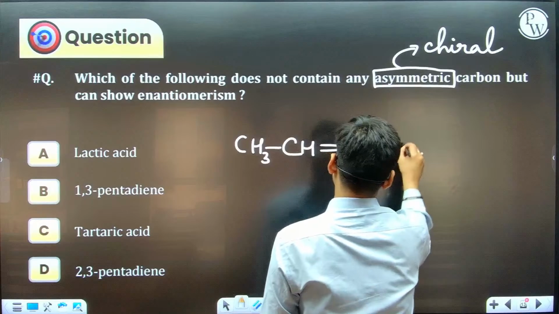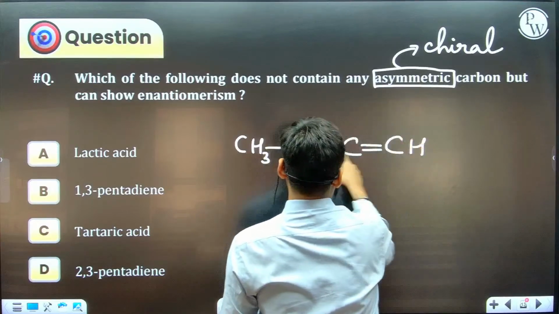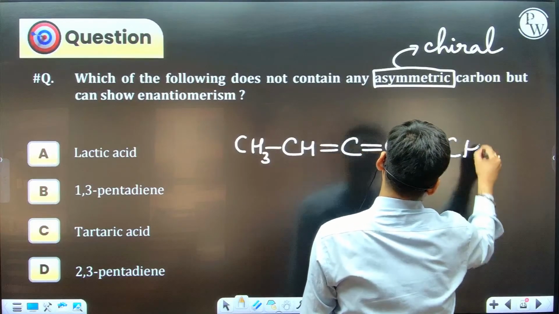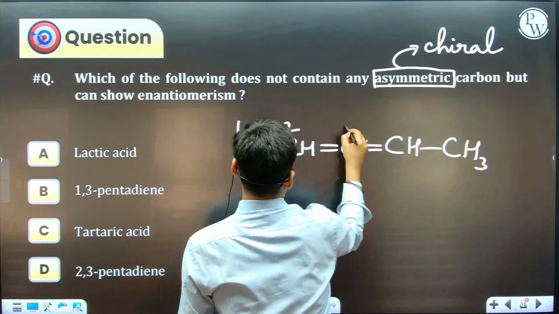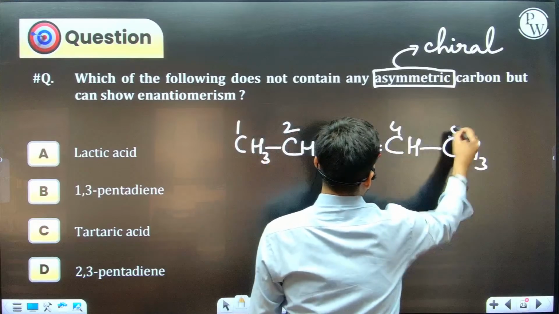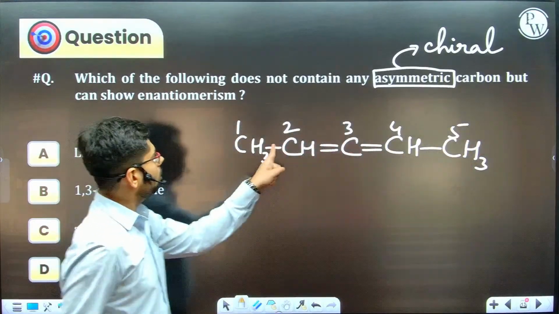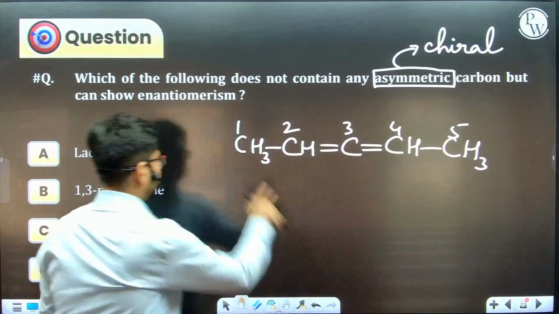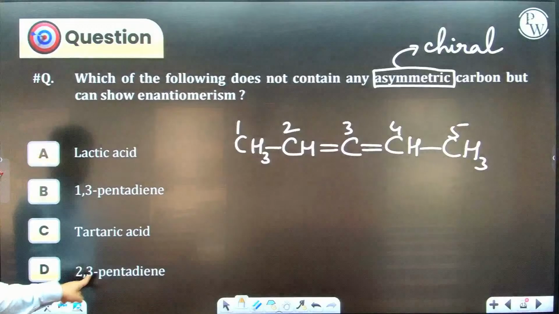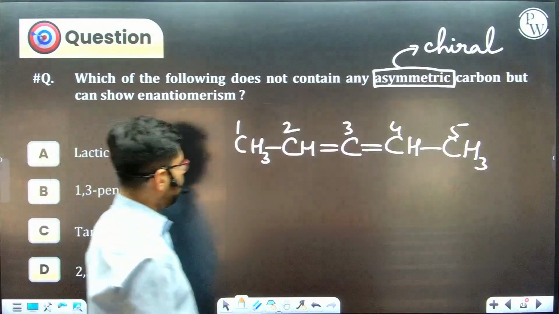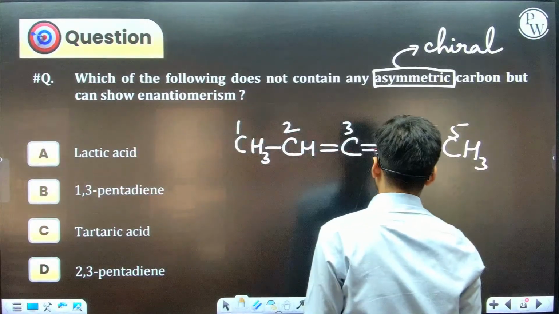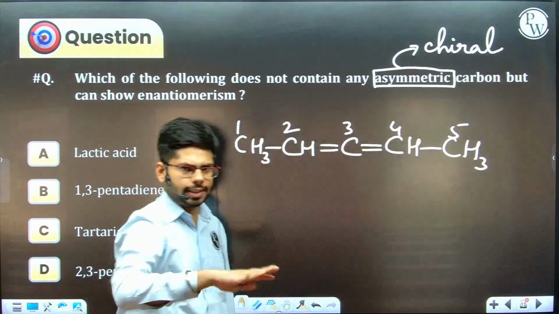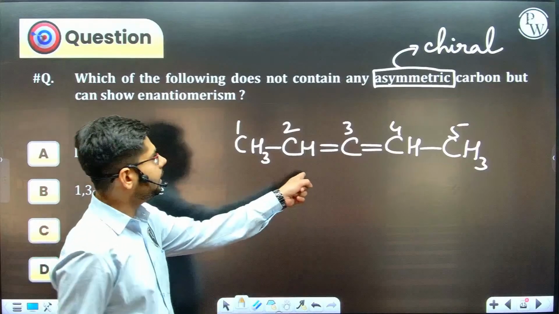So if I start numbering according to IUPAC rules, this is what I'll get. So there's a double bond between 2 and 3, there's a double bond between 3 and 4. So I'll say the IUPAC name of this compound is 2,3 pentadiene or penta-2,3-diene. Look at this carefully. There is no chiral carbon at all. There is no asymmetric carbon here. Still, this is optically active.